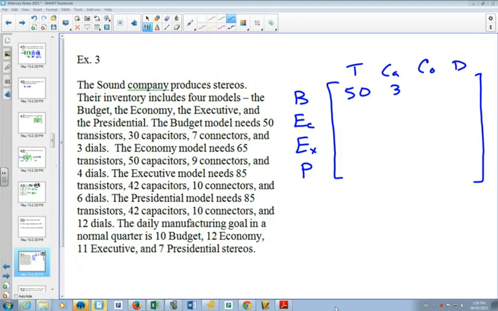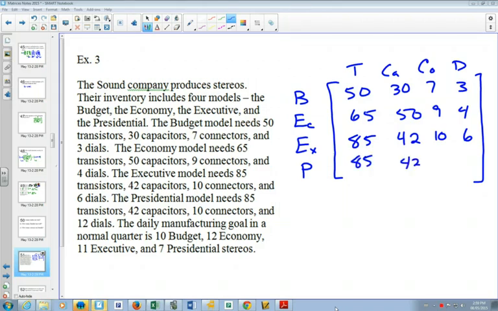Okay. So the budget has 50, 37, and 3. The economy, 65, 50, 9, 4. Executive needs 85, 42, 10, and 6. And finally, presidential, 85, 42, 10, and 12.